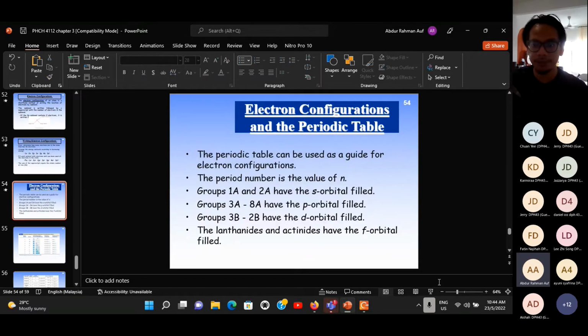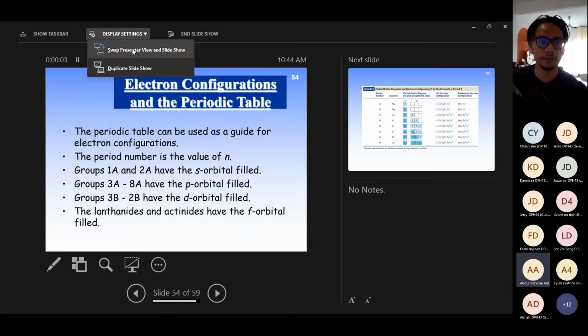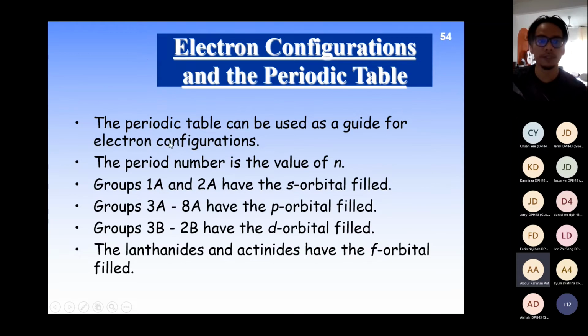So kat sini saya kata the periodic table can be used as a guide for electron configurations. So the period number is the value of n lah, macam saya cakap tadi, nombor-nombor yang besar dekat depan tu 1, 2 and 3 and 4. So untuk group 1A and 2A, they have the s orbital filled. Groups 3A sampai 8A, they have the p orbital filled, and groups 3B sampai 2B have the d orbital filled. This is what we call the S block, P block, D block, and F block orbital.